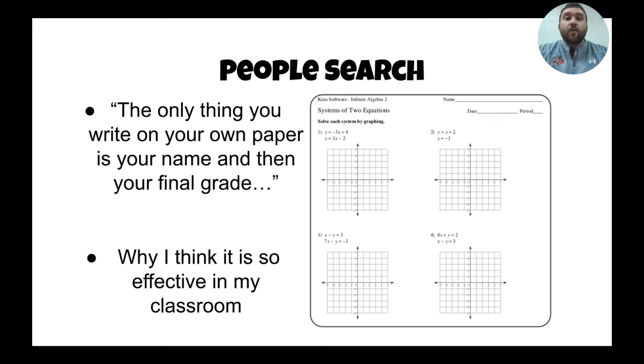All right, people search. I love this people search game. So you give the kids a worksheet. I know, hear me out before you say no. Give the kids a worksheet, and I tell them, and I put it in quotes over here, I'm pointing to the screen though you can't see it: the only thing you write on your own paper is your name and then your final grade.